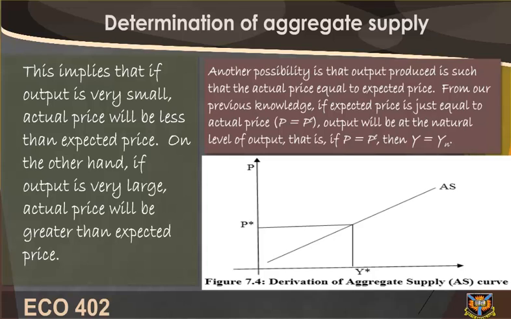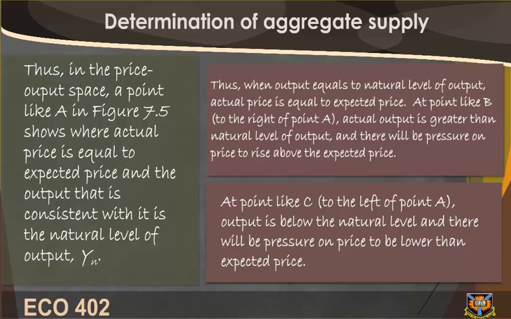From our previous knowledge, if expected price is just equal to actual price, P equals P^e, output will be at the natural level of output. That is, if P equals P^e, then Y equals Yn. Thus, in the price-output space, a point like A in figure 7.5 shows where actual price is equal to expected price and the output that is consistent with it is the natural level of output, Yn. Thus, when output equals the natural level of output, actual price is equal to expected price.